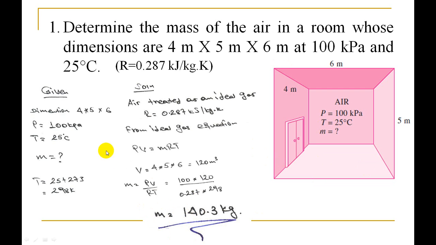So using just the ideal gas equation, you can determine any unknown from this relation, P or V or T or M. Okay, just a simple calculation. There is no table to use or to determine the state.